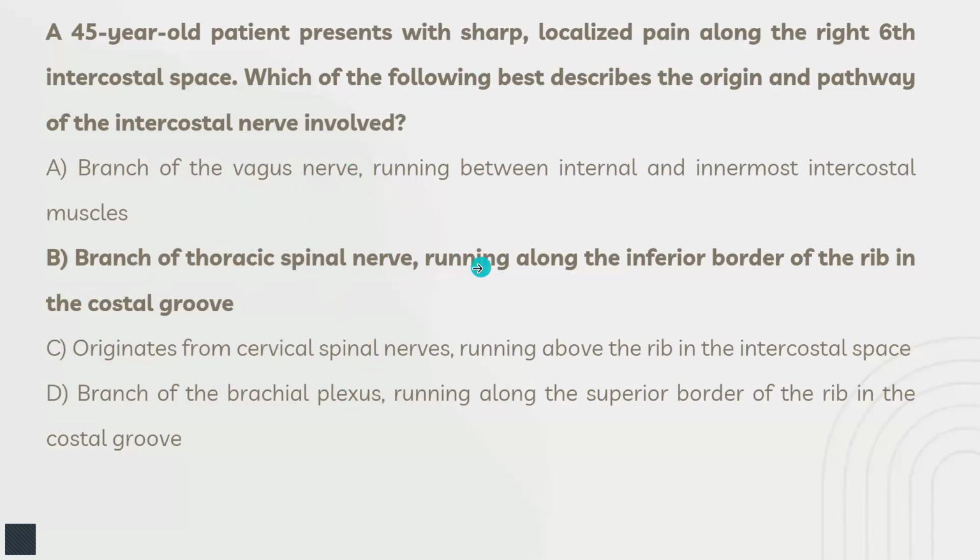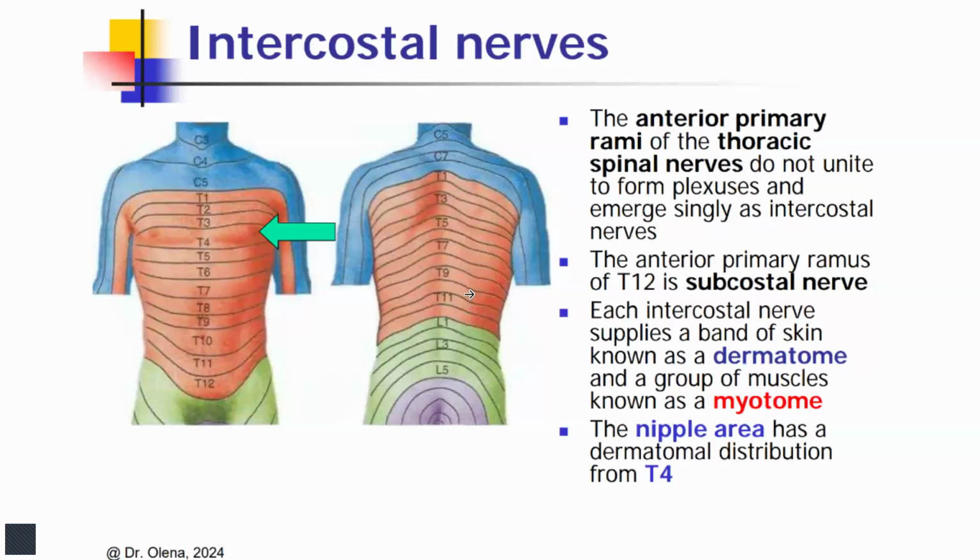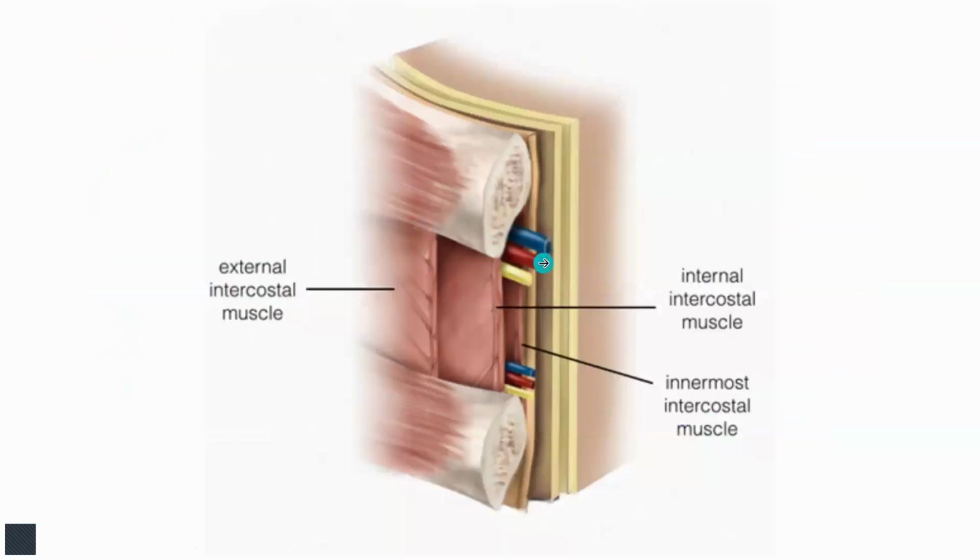An important thing about the pathway is that it runs along the inferior border of the rib in the costal groove. Why is this important? Because in common anesthetic procedures, when you want to anesthetize the thoracic region, you need to avoid the inferior margin of the rib, or else you'll risk damaging the neurovascular bundle below the rib. So you always inject the anesthetic on the superior margin of the rib.